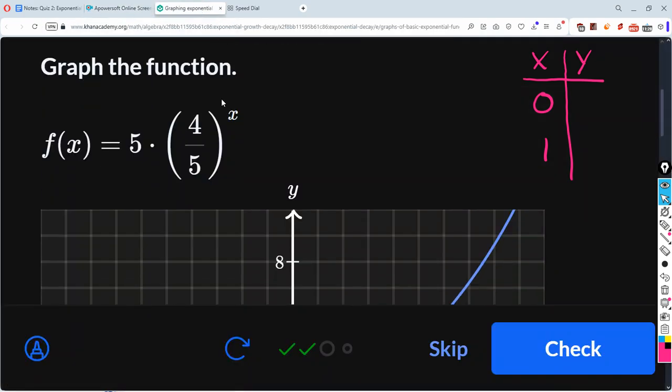All right, one more. Graph the function. We're plugging in x equals 0 and 1. All right, so at x equals 0, we're going to plug in 0 in place of x. 4/5 to the power of 0 is just 1. 5 times 1 is just 5. So at x equals 0, y is 5.